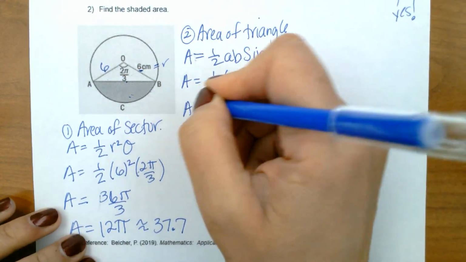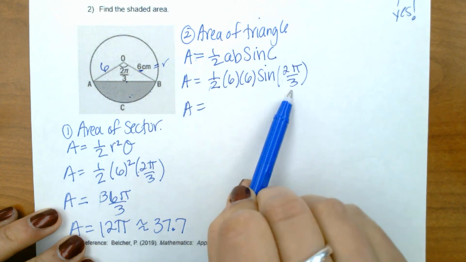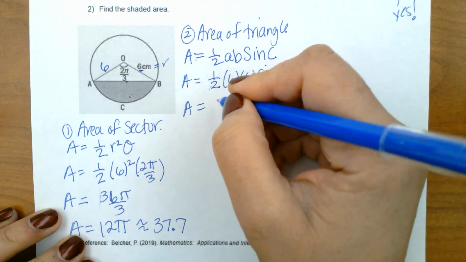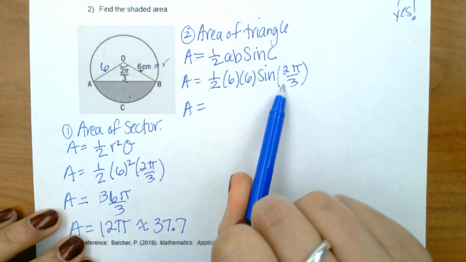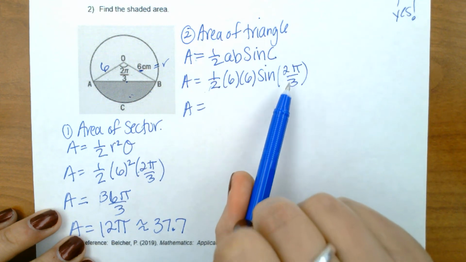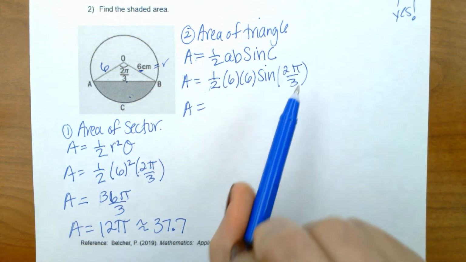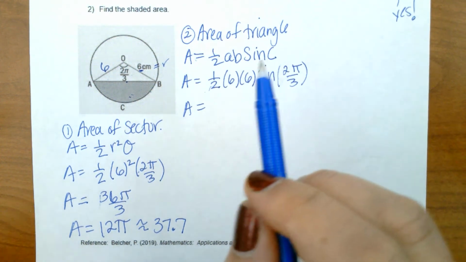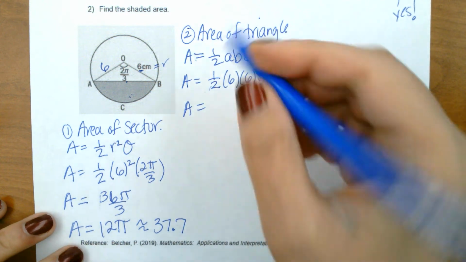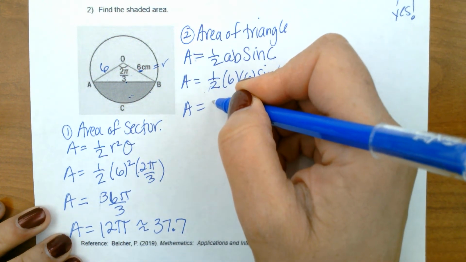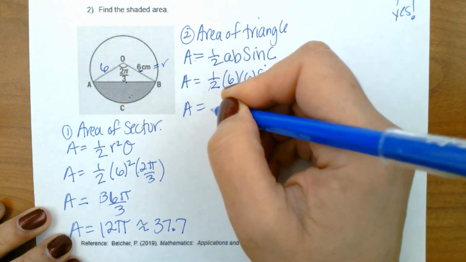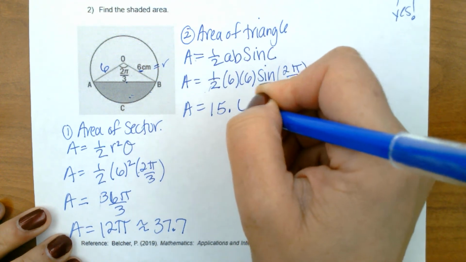And I'm just going to put this whole entire thing into my calculator. I'm just going to get the decimal. I would have to go back to review when we did sine of 2 pi over 3 to memorize what that would be, but we're just going to go through, because this is really about finding the area and not about sine and cosine. All right, so number 2 for this one, I get 15.6.